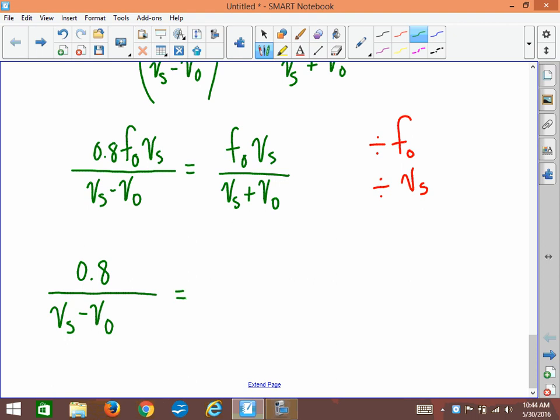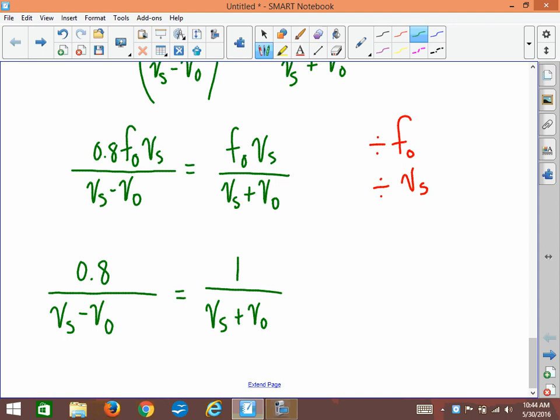It's a little trickier when you're dividing with fractions, right? But when you're dividing from the numerator. So now I do the same with the other side, and I get 1. F naught divided by F naught is 1, Vs divided by Vs is 1, so 1 times 1 is 1. And on the bottom I get Vs plus V0.